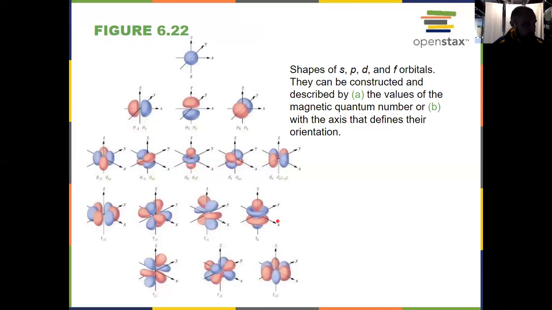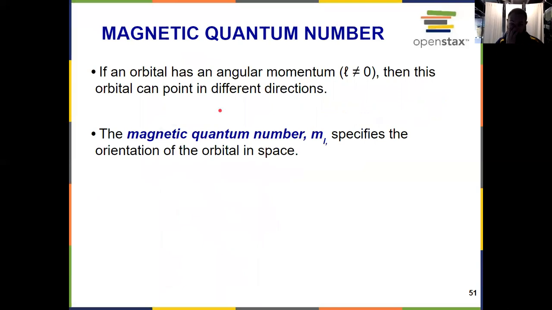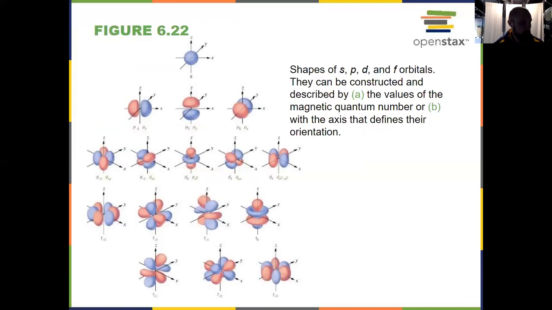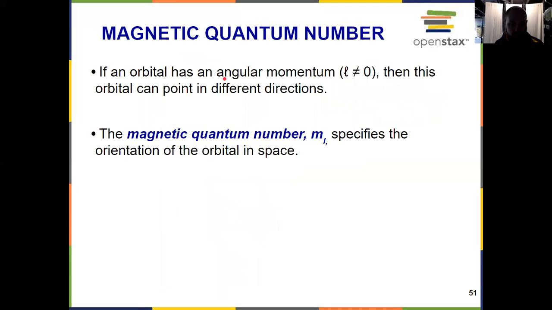But notice the X, Y, and Z here on those? That brings us to our third quantum number, which is the magnetic quantum number. The whole reason for the magnetic quantum number is that for all of these other orbitals, as long as it's not a sphere, they can point in different directions. And the magnetic quantum number tells you the orientation of the orbital in space.